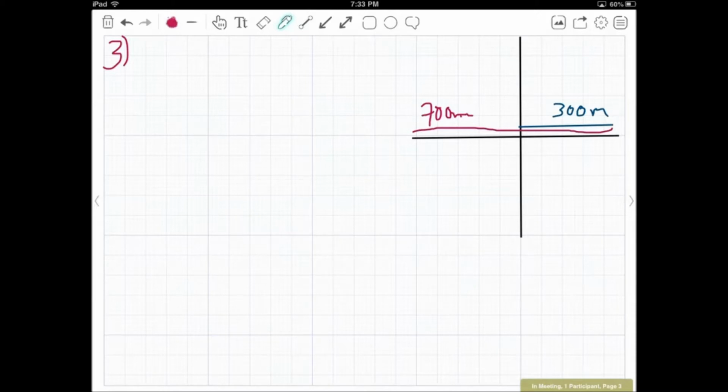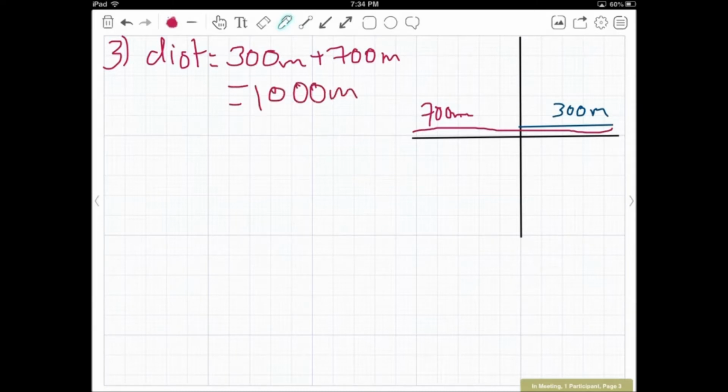And it's asking you a whole bunch of questions. First it says, calculate the man's distance. Remember, distance is a scalar, no direction. So I don't care that he went east then west. I just care that he went 300 meters then 700 meters. So I would do this to get my distance of 1,000 meters.